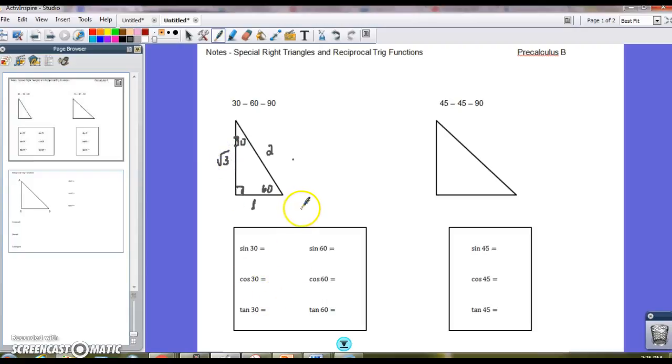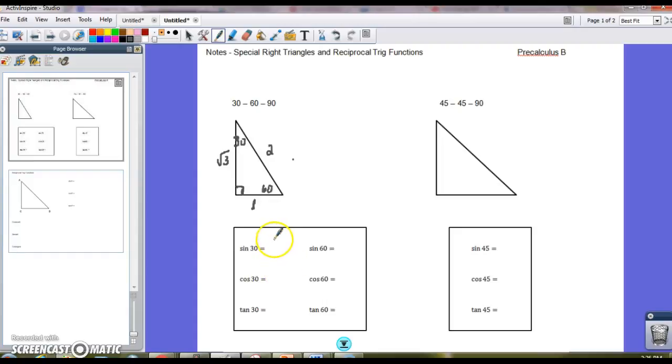The sides of a 30, 60, 90 triangle are always going to be in this ratio. So if the side across from 30 was 5, then the hypotenuse would be 10. And the side across from 60 would be 5 radical 3. Okay? They will always be in this ratio regardless of the size of the triangle. But here's what you need to know. You need to know what each of these are.